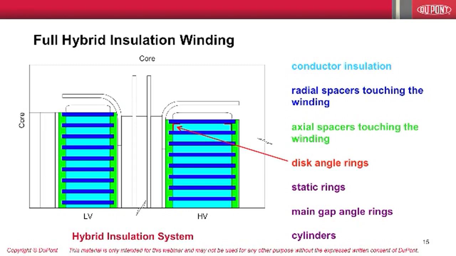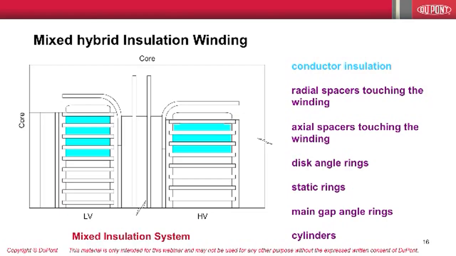However, the static rings, main gap angle rings, and cylinders all remain conventional materials, even though the unit operates at higher than conventional temperature rise and hottest spot temperatures. The insulating liquid may be any type, but the operating temperature is conventional.